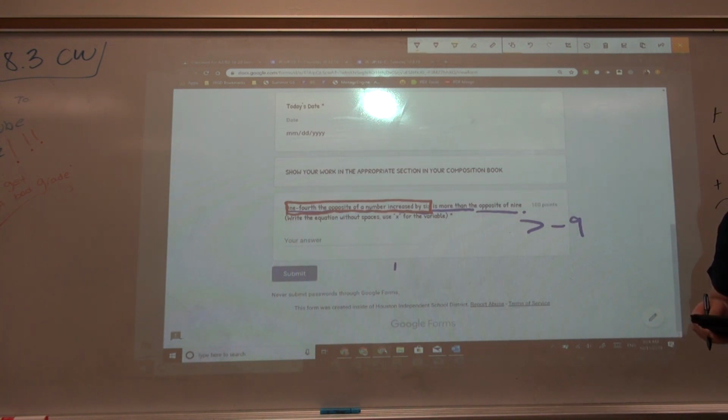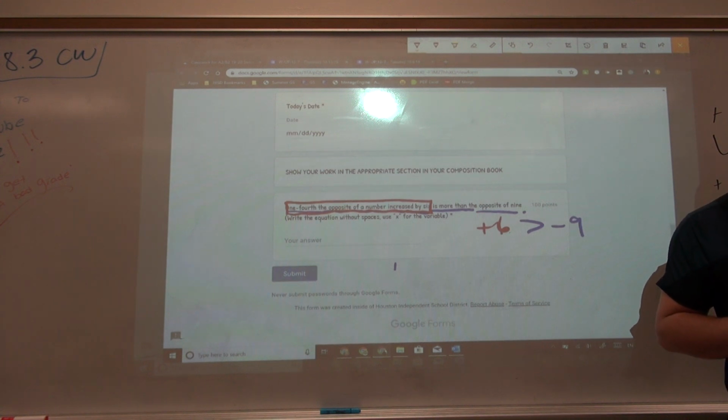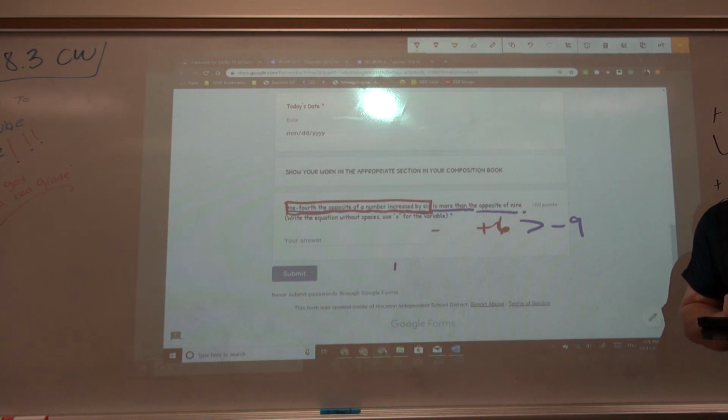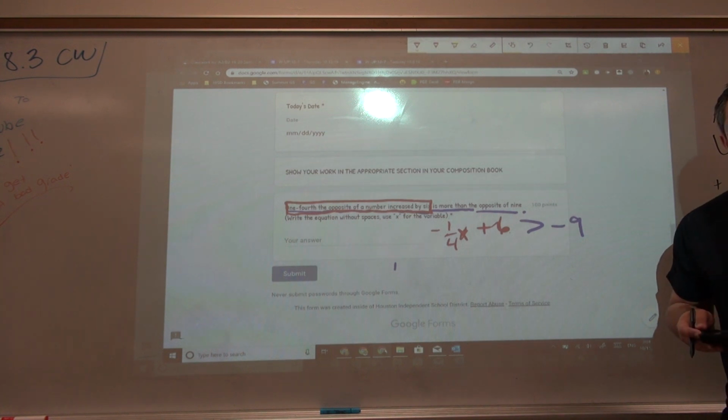1/4 the opposite of a number increased by 6. What does to increase mean? Add. Add how much? It says right here, 6. So something plus 6. Everybody agree? Yes. And then it says 1/4 the opposite of a number. How do we write 1/4? Negative 1/4 x. X is just of a number. Any questions on that? So you have negative 1/4 x plus 6 is greater than negative 9.